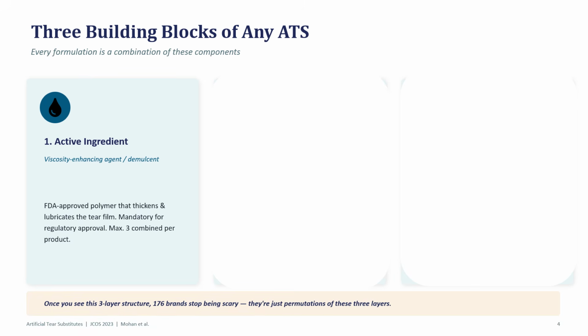So there are three building blocks of any artificial tear substitute. First one is the active ingredient, also called the demulcent. This is an FDA approved polymer that thickens and lubricates the tear film. It is mandatory for regulatory approval, and maximum you can add 3 demulcents per product.